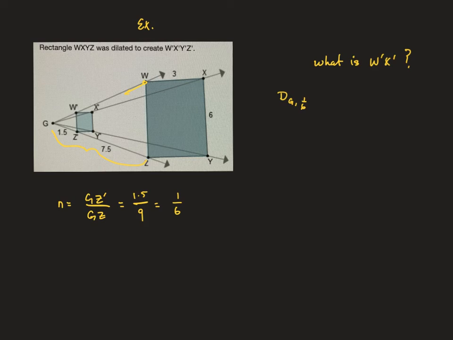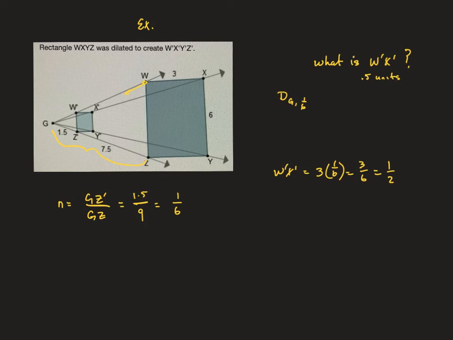So now when I'm looking at my new WX, from my old WX, it's going to be my old WX times 1/6. So it looks like W prime X prime is going to be 3 times 1/6, which is going to be 3/6 or 1/2. So that length is going to be 0.5 units.